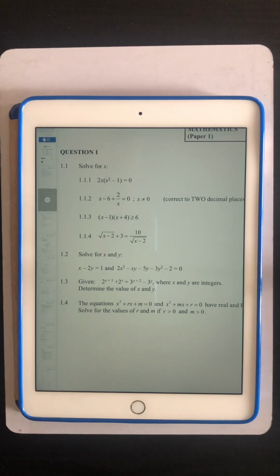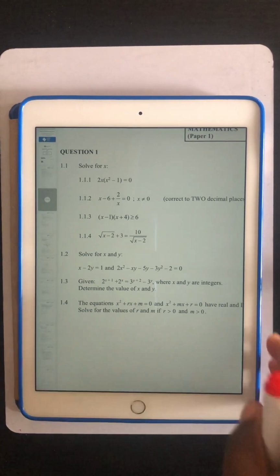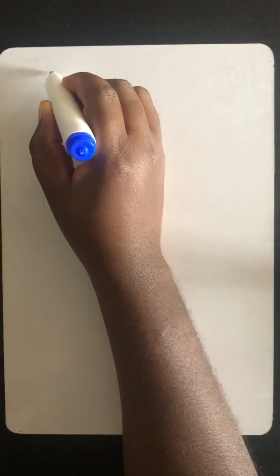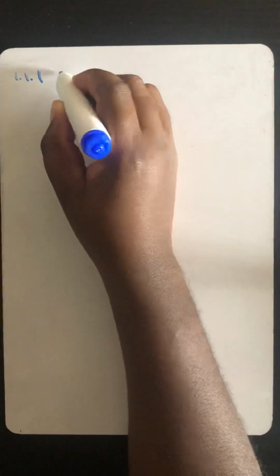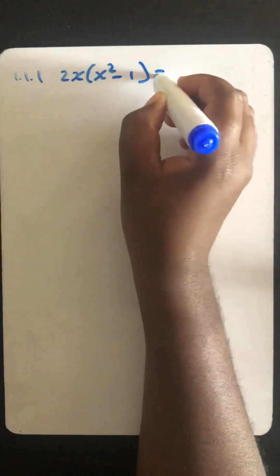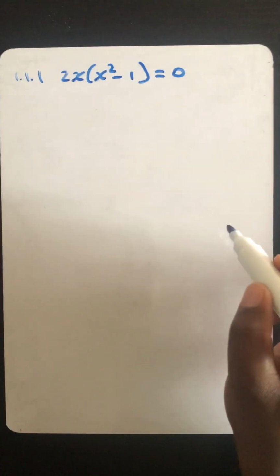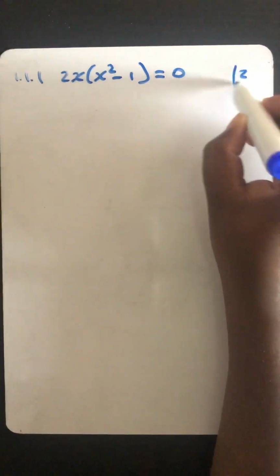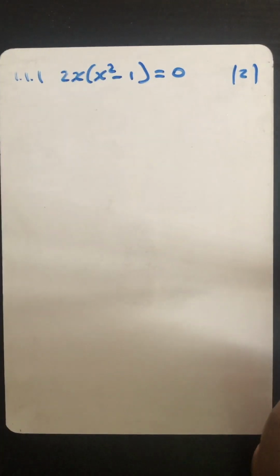So good people, we'll be looking at question 1, which is 1.1, solve for x, as you can see over there. 1.1.1 is what we'll be looking at in this lesson. So I'm just going to quickly write down that question, which is 1.1.1: 2x(x² − 1) = 0, and this question is allocated 2 marks. Very important, good people.